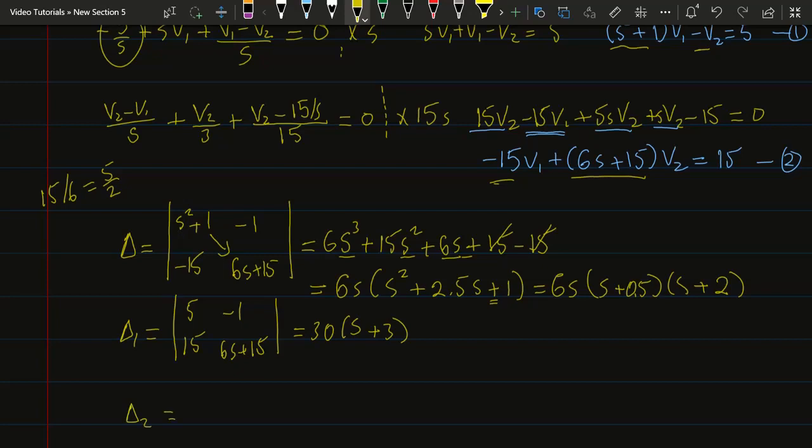For delta 2, well, the first column of delta is going to be the same, so this is s square plus 1 and minus 15. And for the second column, I will replace by 5 and 15. And if you calculate the determinant of this, you will get 15 s square plus 6.